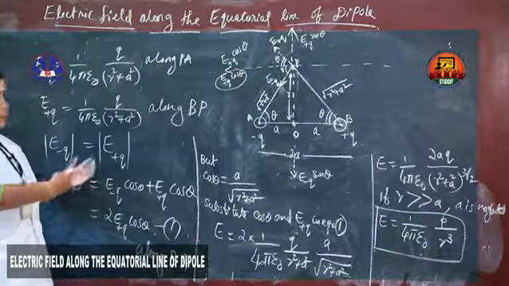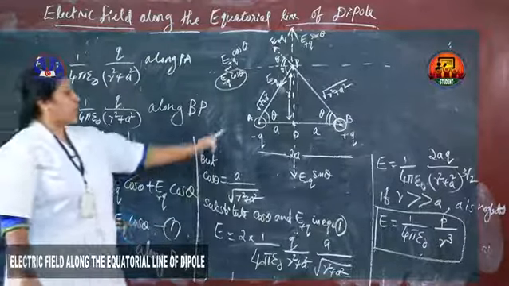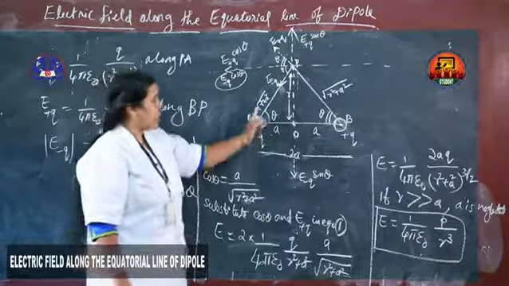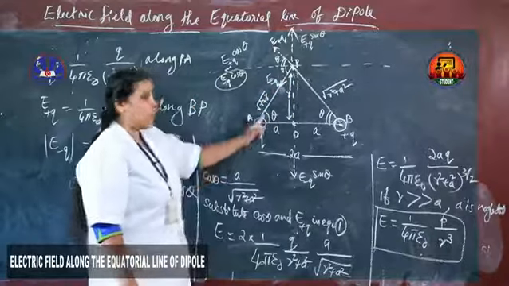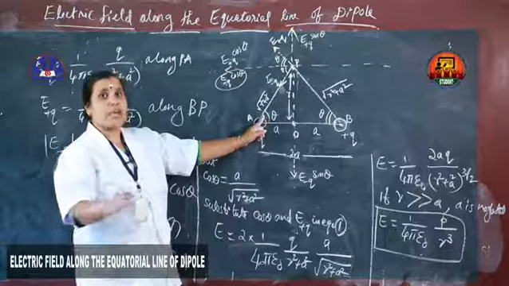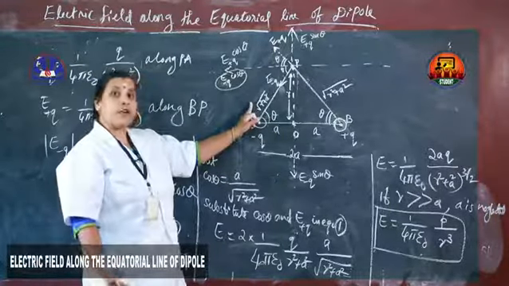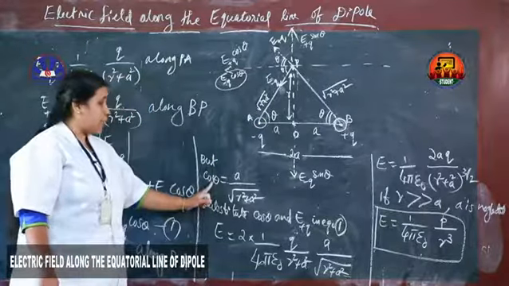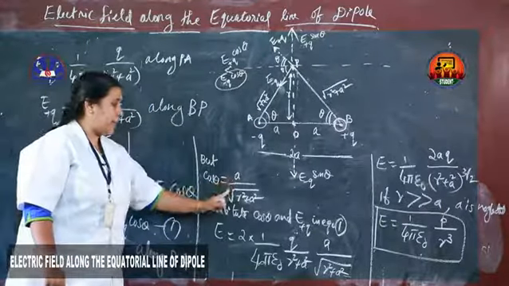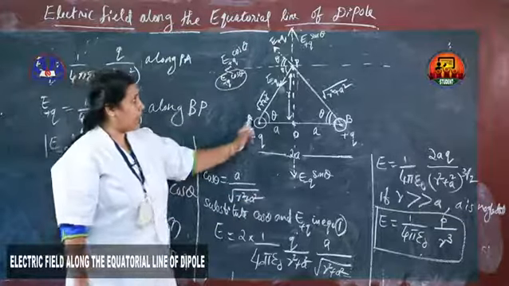Now it is the mathematical part. How will you find cos theta from the figure? We can find cos theta by taking the triangle APO. What is cos theta? It is the adjacent side by the hypotenuse. Here the adjacent side is a and the hypotenuse is root of r square plus a square. So we can write cos theta equals a divided by root of r square plus a square from the triangle APO.